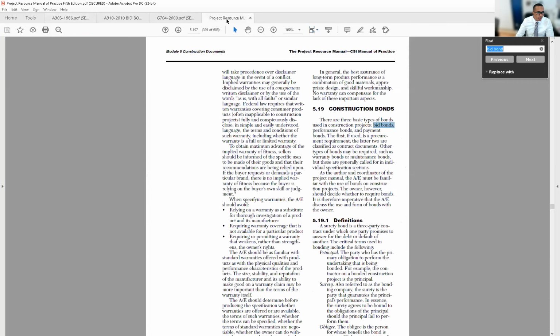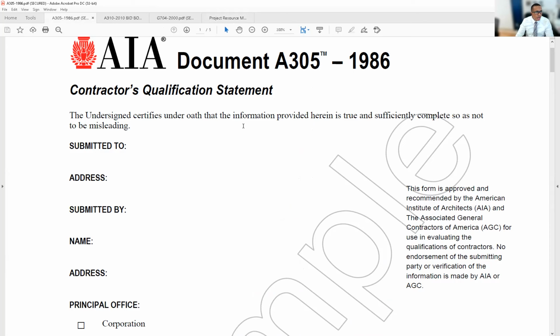And then I'm also going to refer to the project resource manual, which is a resource that I haven't seen many people utilizing, that I think is very, very, very good for construction evaluation. We're going to use it just for background and to understand certain things and jump from one thing to another very quickly. So the first one is the contractor's qualification statement.